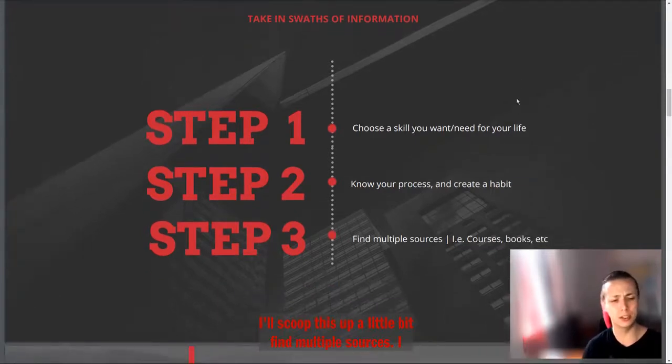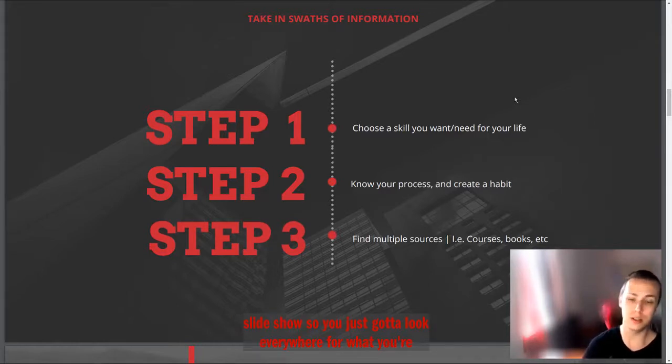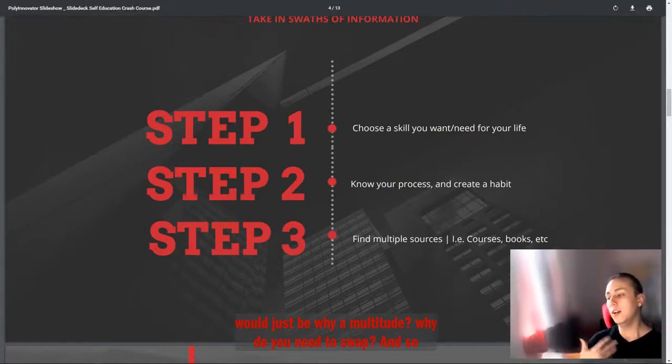And then step 3, I'll scroll this up a little bit, find multiple sources, i.e. courses, books, articles like on PolyInnovator, Polyblog, or just slideshows, or just anything you can find that can teach you the information. There were some points where I looked everywhere for information. It turns out what I was looking for was a slideshow, the slide decks on LinkedIn. And it's interesting because even the same company didn't have the same information on their website. It was only in the slideshow. So you just got to look everywhere for what you're trying to learn and try to take in swaths of information.